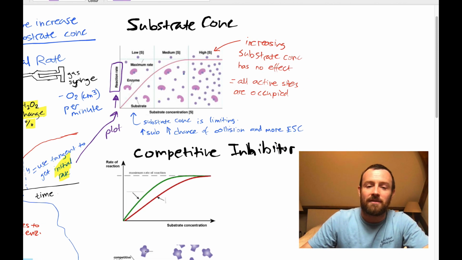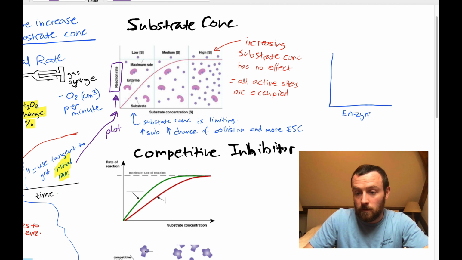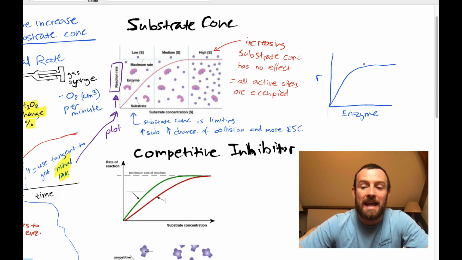Also, you get a very similar graph if you increase the enzyme concentration. Okay, so a similar graph would be very, very similar if we were increasing the enzyme over here, and this was the rate. I'll just label it R. The shape of the graph would be exactly the same for very similar regions. Okay. Now let's talk about inhibitors.